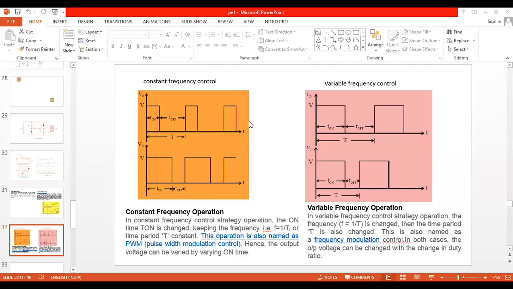The frequency should be low or high. In order to send the signal from one place to another place over a long distance, the frequency should be very high. Okay, right.